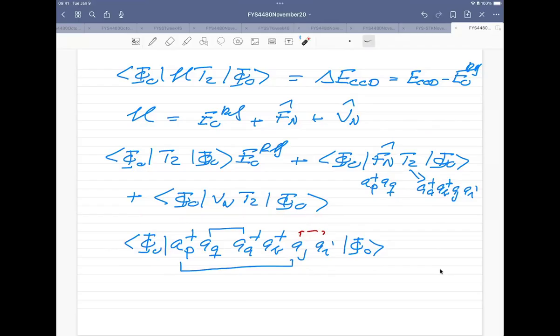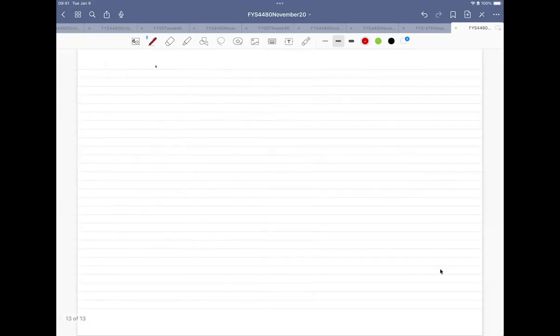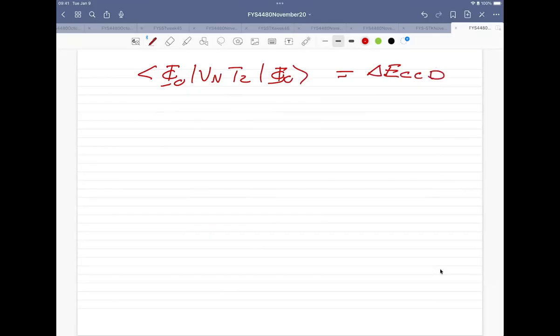So if I then collect everything, and we look at what we had, so we have delta E CCD, and then we have the last term. So we are getting now the following: phi 0, I have the two-body interaction, I have the T2 operator, and I have phi 0, which is equal to my delta E CCD. And now we're going to look at what we get here. So what we're going to do now is simply to set up the contractions.